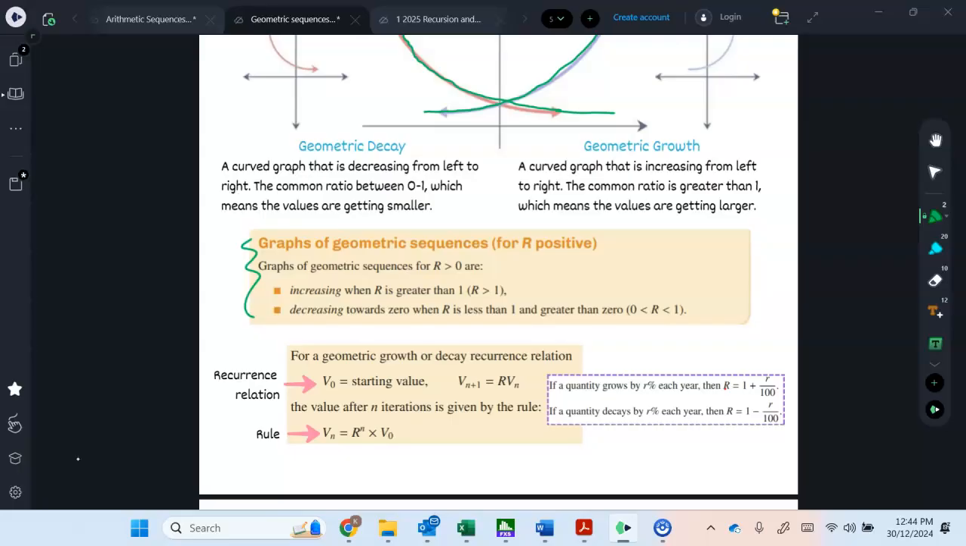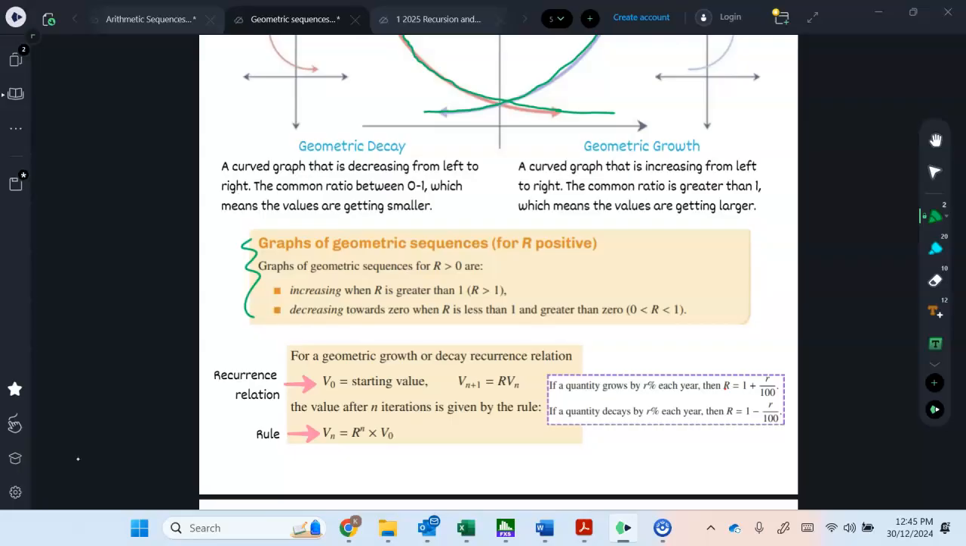If it was 1, it doesn't change because we're multiplying by 1 each time. So if you're thinking, why is it always greater than 1 and less than 1? It's because if it was 1, it would stay the same. You multiply any number by 1, it's still that number. So 50 times 1, it's still 50. 98 times 1, still 98. And we don't have 0 as a common ratio because multiplying by 0 will give you 0.